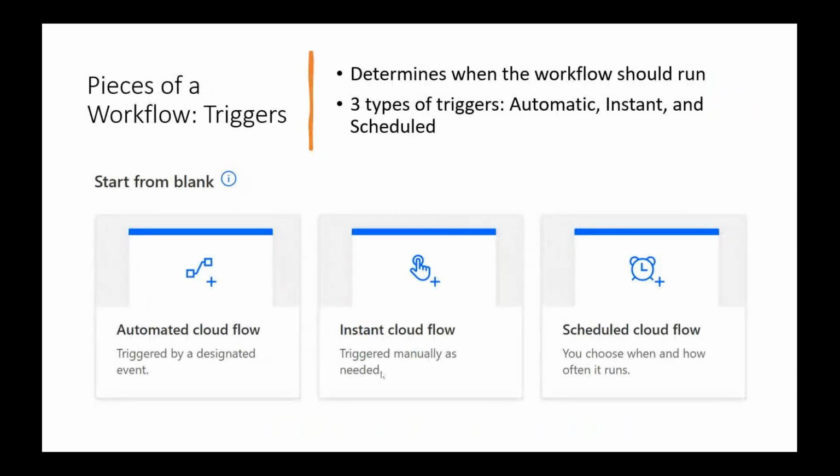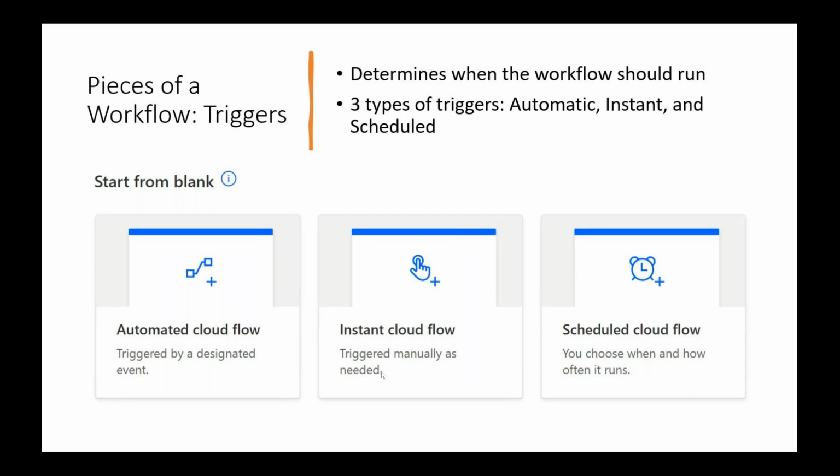So the very first thing we're going to talk about here is actually the very first piece of any workflow in Power Automate, and that is called a trigger. Triggers are really just there to help the workflow figure out when it's supposed to run. Now, these triggers come in three different flavors or varieties. One of those is called automated cloud flows. One of them is called instant cloud flows, and the last one is scheduled cloud flows.